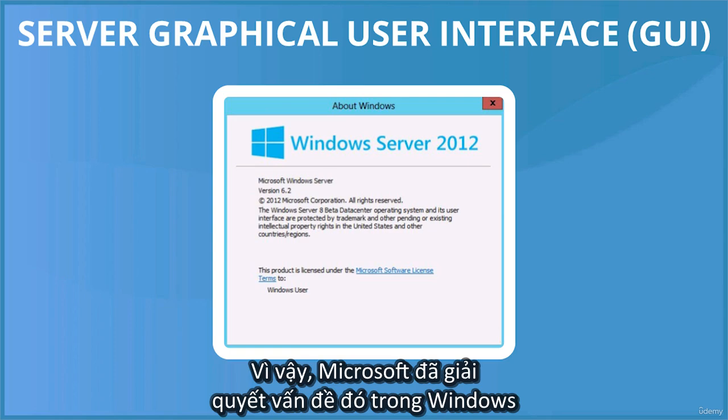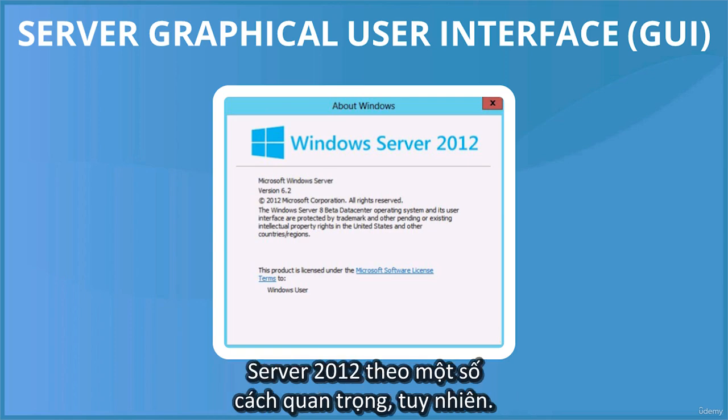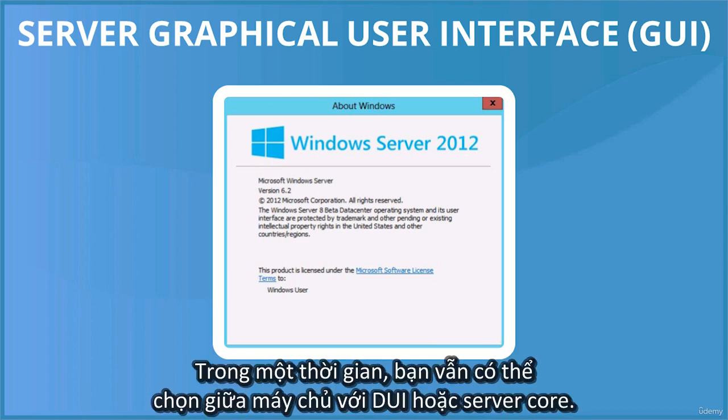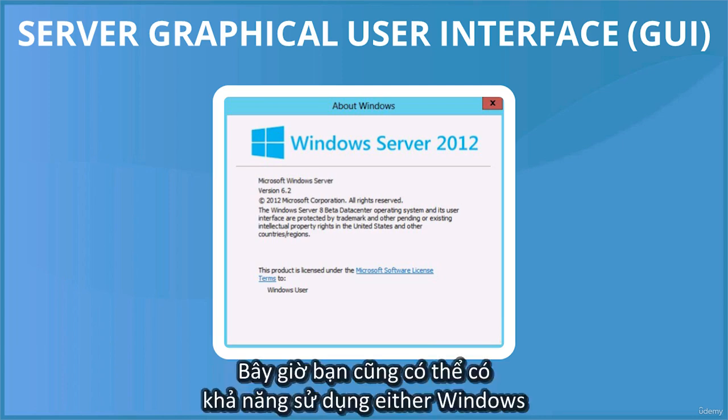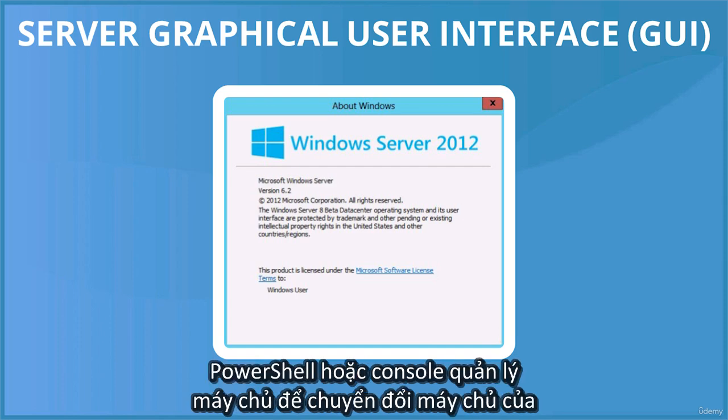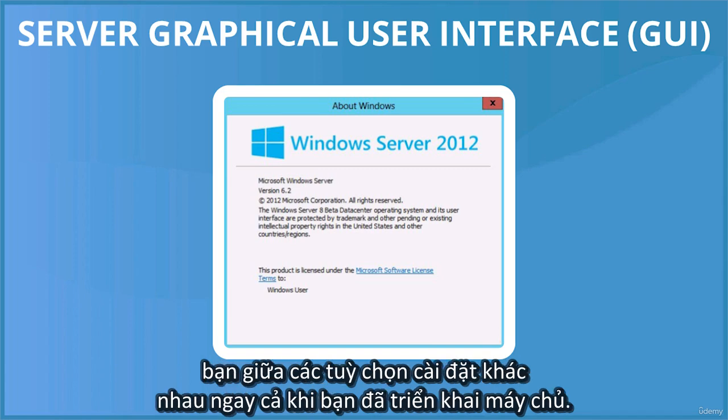So, Microsoft addressed that issue in Windows Server 2012 in several significant ways, however. For a while, though, you could still select between either the Server with a GUI or the Server Core installation option when you deploy it on your server. You now could also have the capability of using either Windows PowerShell or the Server Manager console in order to convert your server between the different installation options even after you've deployed the server.